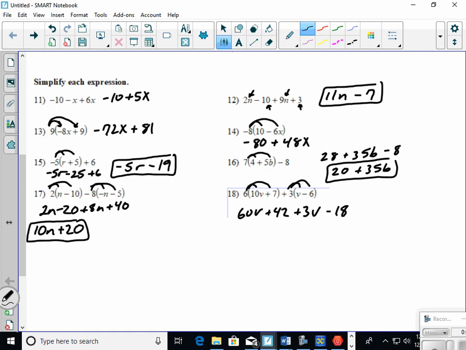Combine like terms. We have 60v and 3v. They can go together to be 63v. And 42 and negative 18, both of those don't have a variable, so we can combine those. 42 minus 18 is going to be positive 24.